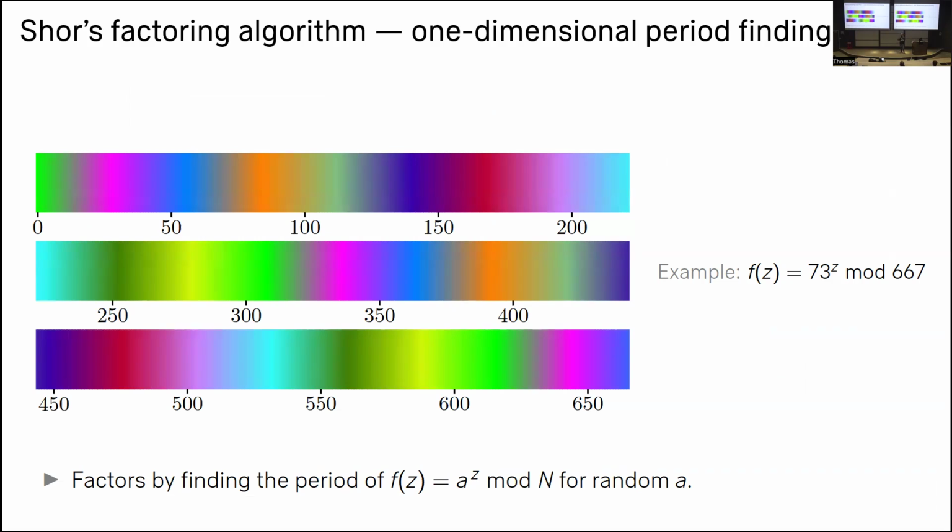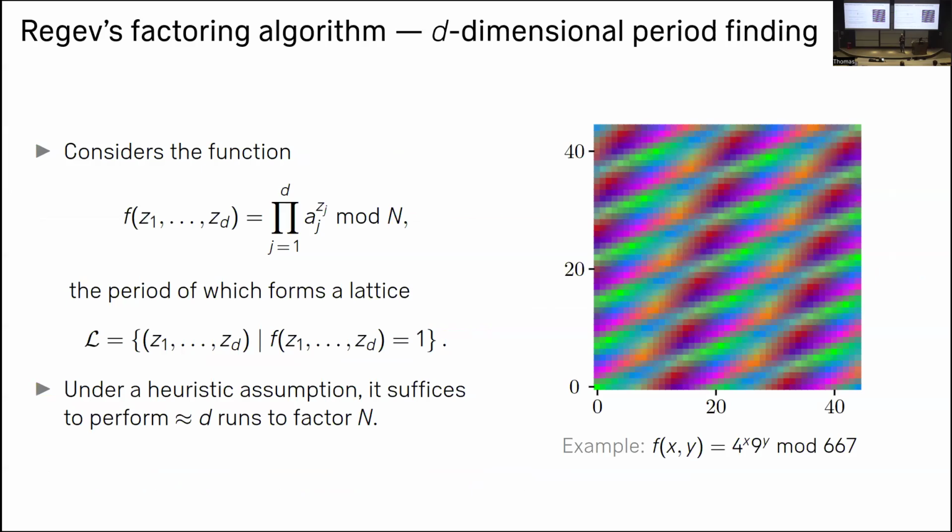Meanwhile, for Regev's algorithm, he considers a D variable function defined like this. And as you can see, in this two-dimensional example, it forms a pattern that repeats in two different directions. And this periodic pattern forms a lattice, and so in this case, a two-dimensional lattice. But in the general case, it forms a D-dimensional lattice, which you can define like this. And each run of Regev's quantum circuit provides some information about this lattice.